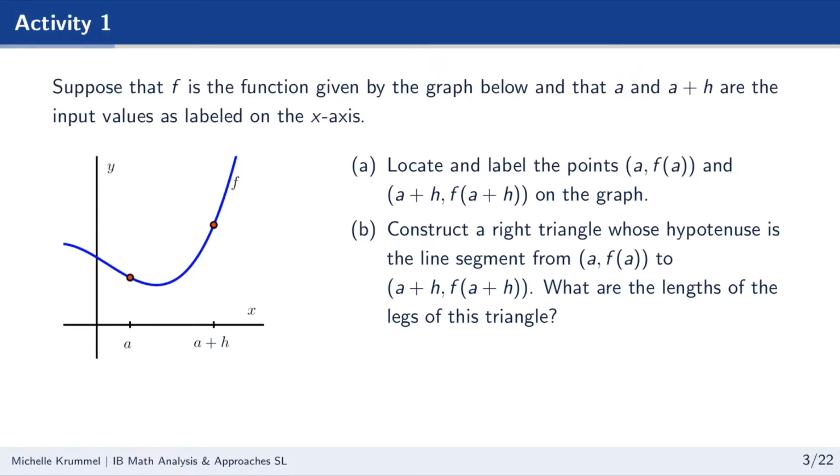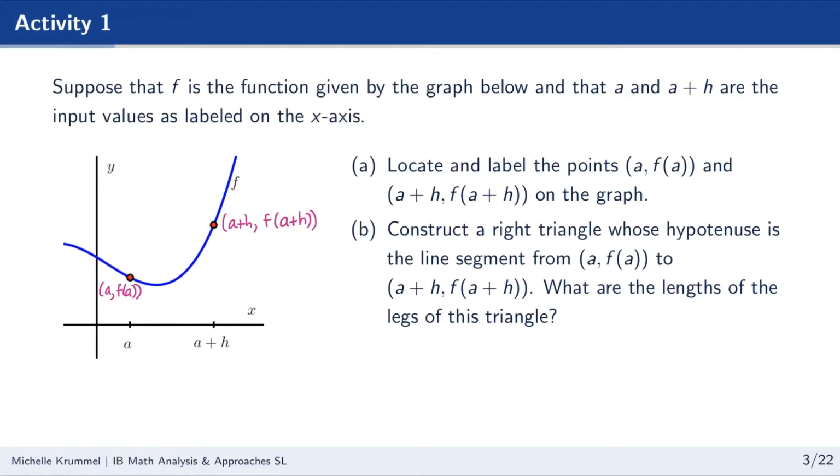Now suppose that our function f, given by the graph below, has two points, a and a plus h. Let's locate and label those two points, a, f of a, and a plus h, f of a plus h, on our graph. So here's the point with the x-coordinate of a and a y-coordinate f of a. And here's the point with x-coordinate a plus h, y-coordinate f of a plus h.